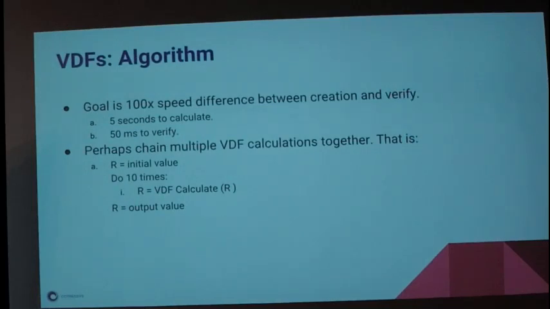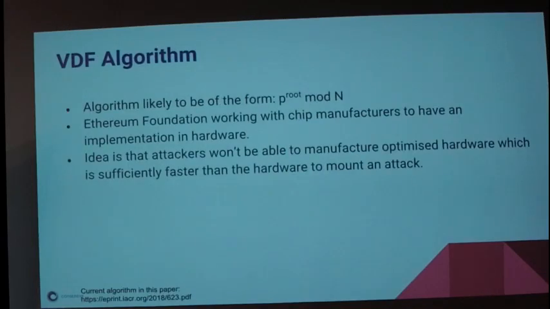And so the goal is that you want to have the calculation versus verification be 100 times different. And you could even perhaps chain multiple of these VDFs together as well. That's another possibility. So the algorithm that's actually being run does involve square root, but it's actually a modular exponentiation sort of thing, where you're modularly exponentiating to a square root, or a root mod n.